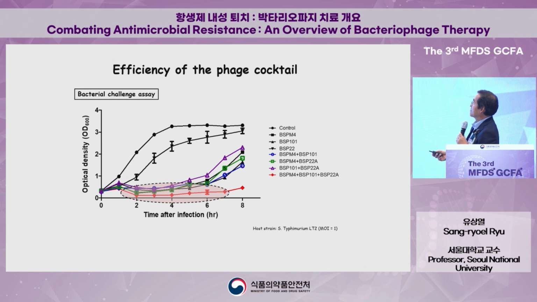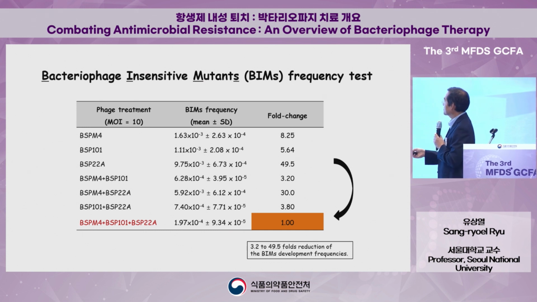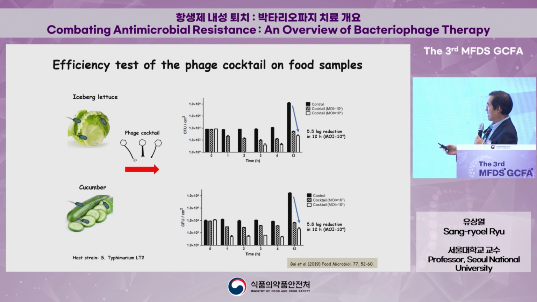So we chose the 3 phages, and we did the bacterial challenge to check the effectiveness. And here you can see the efficiency of the 3 phage cocktail. You can see the control and the individual phages working, and then the efficiency of the cocktail. We also looked at how often mutants are likely to occur. In the 3 phage cocktail, compared to mixtures of 2 or just single phages, you can see that the BIM is actually lower.